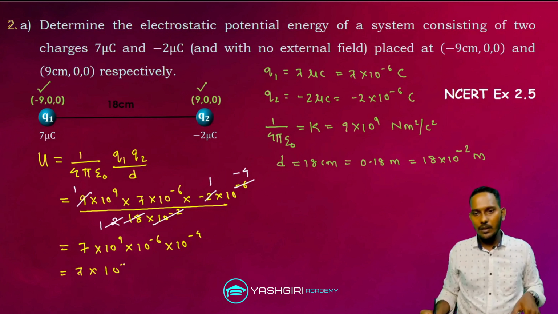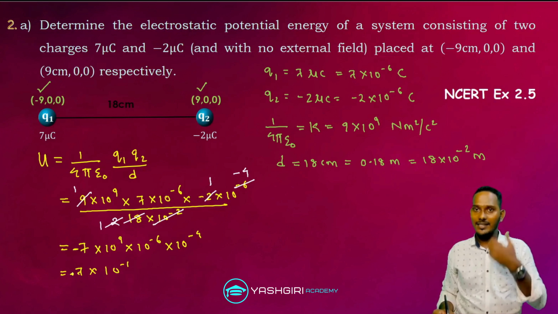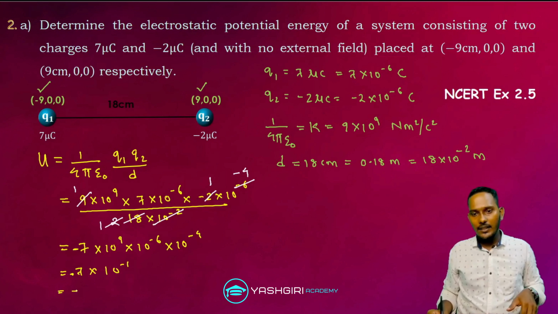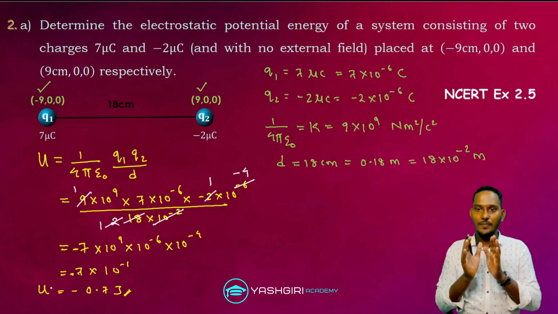That will give me 10 to the power minus 1, right? And here the minus sign we have left out, so this minus 2 was there, so that will give me a minus sign here. And the final answer that I will be getting is minus 0.7 joule. So that much is the potential energy of these 2 charges.